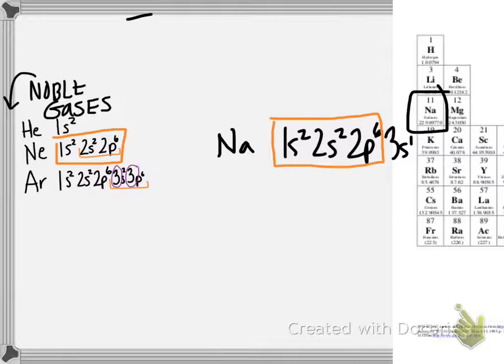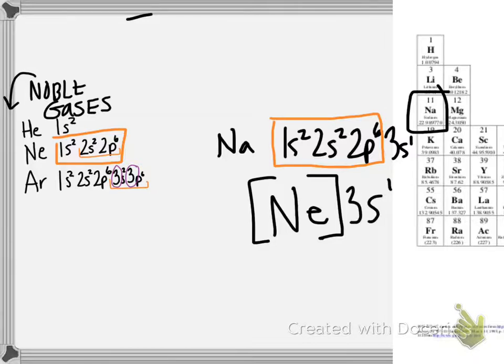We take advantage of this fact, and we use what's called noble gas notation. In noble gas notation, we can say, whatever this element is that we're referring to, it is exactly like this one plus that. So when we put that neon in that squared off bracket, we're saying it's got everything neon has plus a 3s1. A lot easier, isn't it? A lot less writing. We're going to practice a few of these.